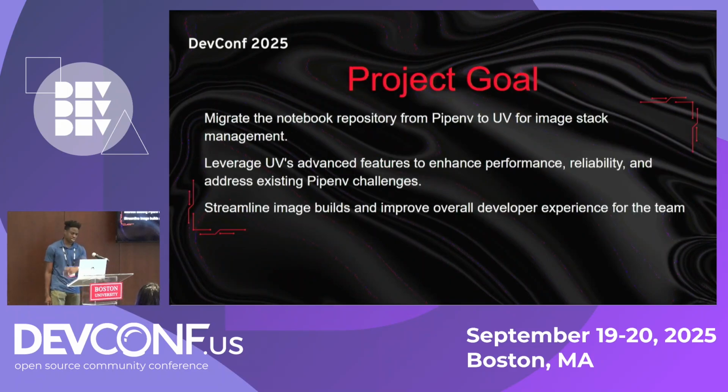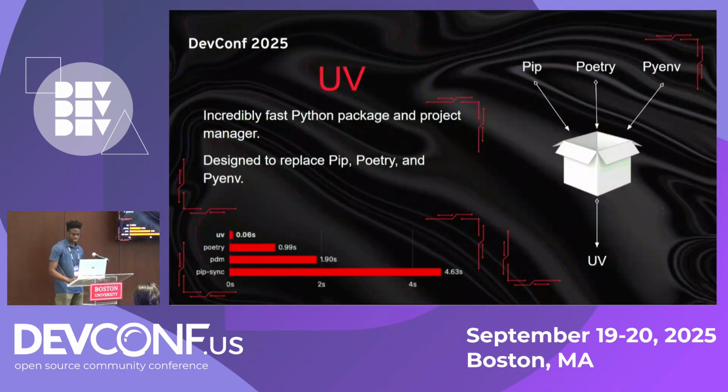As I said, the project goal was to utilize UV's advanced features to enhance the performance and reliability of their notebook images, and streamline the notebook images to be better for developers to use and update the dependencies. So why UV? UV is marketed as a really fast package manager for Python, and it's supposed to take all the other Python managers that you used beforehand, like pip and poetry, and combine them together into one package. Using UV, you're able to do everything you did in all the other Python managers, but using one singular manager and one singular file.